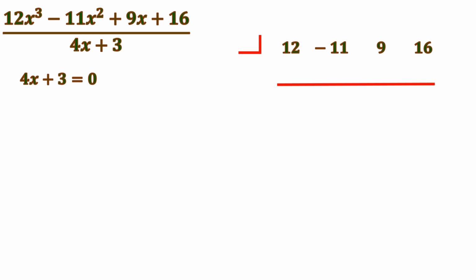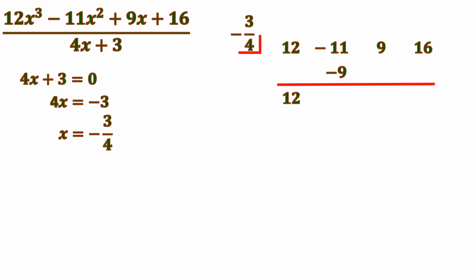So transpose the 3 to the other side. It becomes 4x equals negative 3. Then divide both sides by 4. So x will be negative 3/4. So we're going to put negative 3/4 here. And then let's put 12 first. And we're going to multiply negative 3/4 times 12. It will be negative 9.